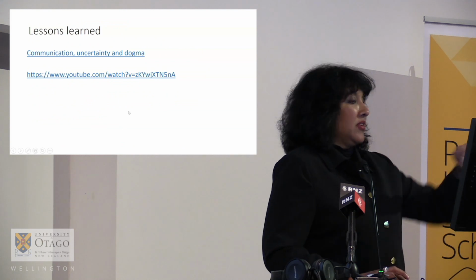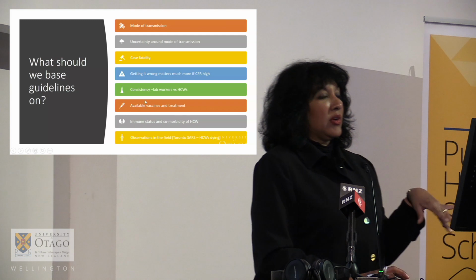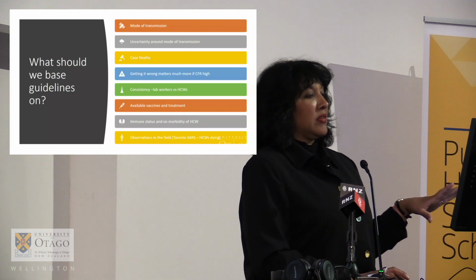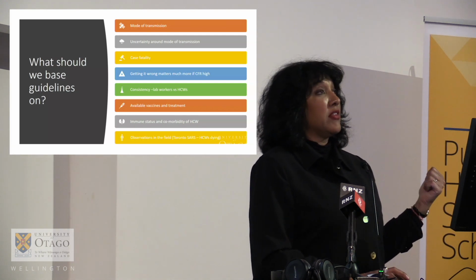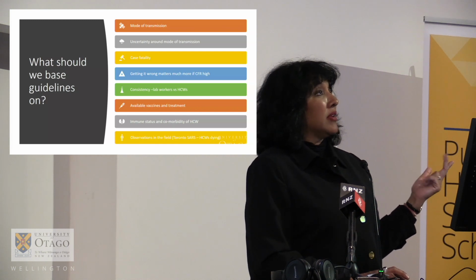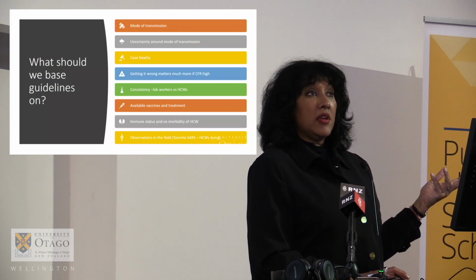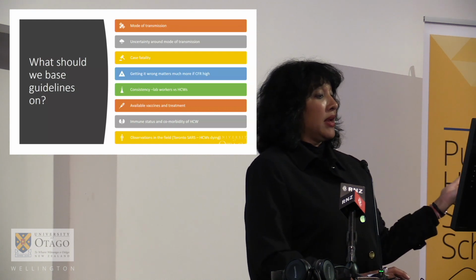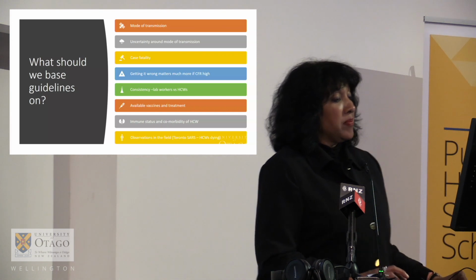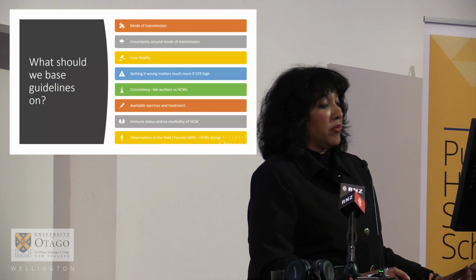I'll skip this in the interest of time and just say that we need to look at more than just the mode of transmission to decide on guidelines. We need to look at uncertainty, case fatality. It matters more if you get the guidelines wrong, if the case fatality is high. You need to have consistency. Why would you have a different guideline for a lab worker and a health worker? Is there a vaccine or a treatment available?